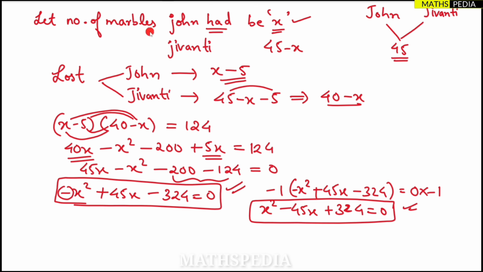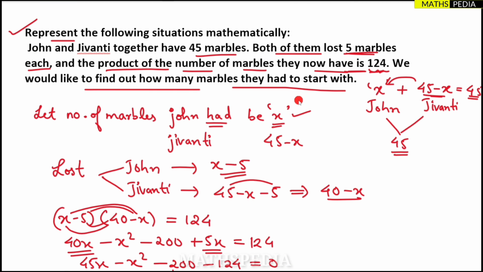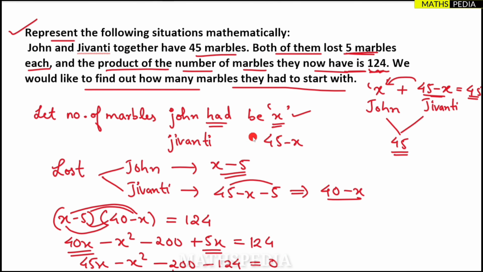Solving this equation, you will get the value of x, which is the number of marbles John had. Then 45 minus that number will give you the number of marbles Jivanti had. So this is the situation in which we have formed the quadratic equation. The solving of this will be discussed in exercise 4.2. Many methods are there that we will discuss.